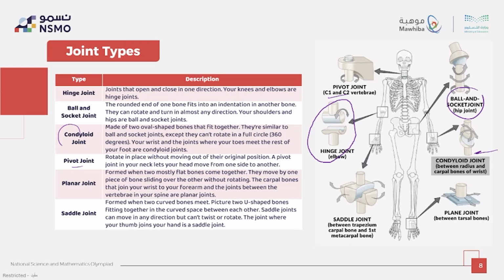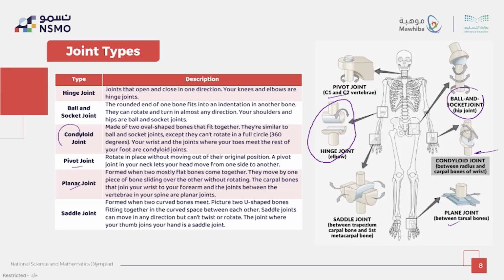Okay, we have the planar joint. That's the planar joint. Where is it? Here, between the tarsal bones. This is the planar joint. These bones slide past each other slightly.